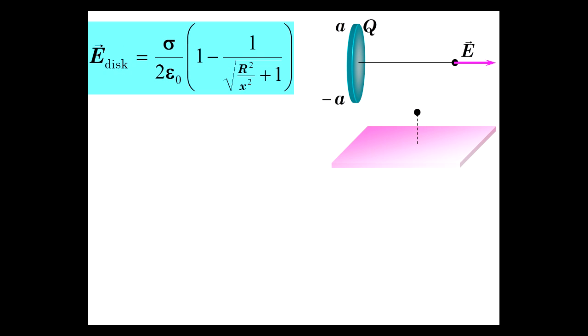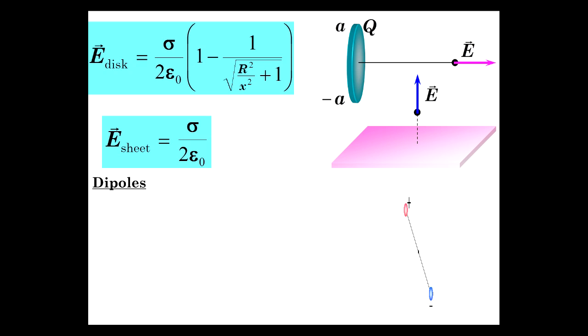Then we had the sheet of charge, which is basically the same thing as taking this disk and sending it out to infinity. And this reduced a lot. In fact, this whole thing, if you remember, actually goes away. And the sheet is sigma over 2 epsilon 0. Something to commit to memory there.